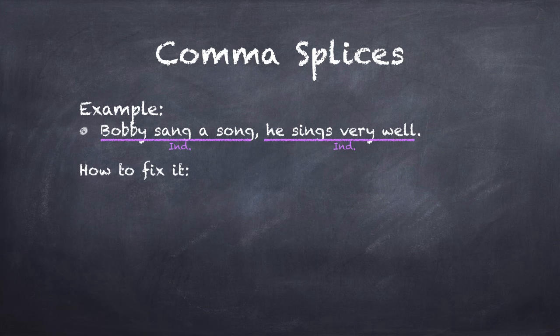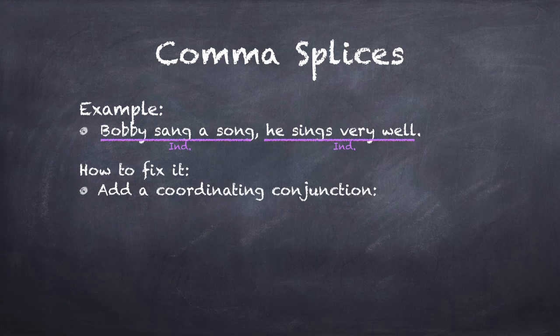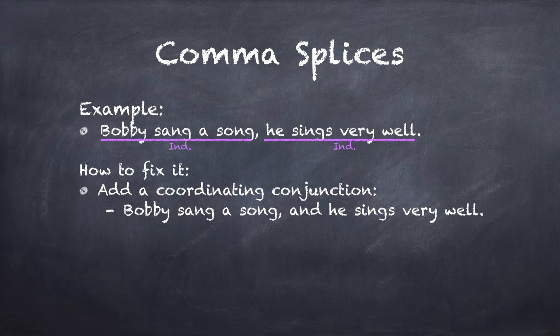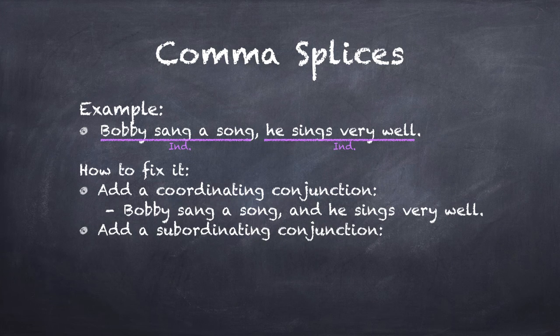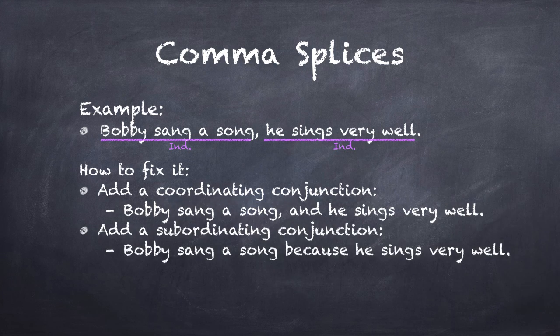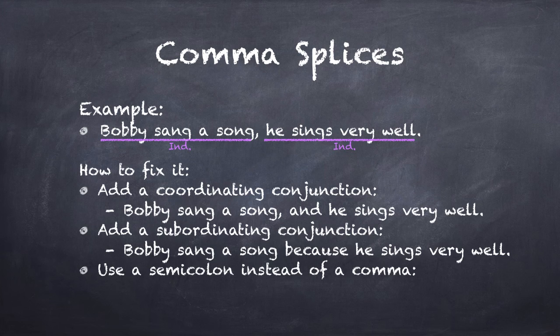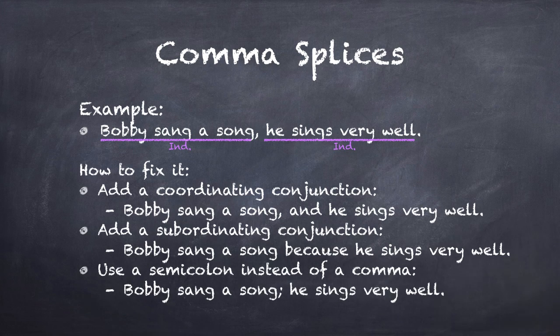How do we fix this problem? We could add a coordinating conjunction and write: Bobby sang a song, and he sings very well. We could add a subordinator and have: Bobby sang a song because he sings very well. Or we can use a semicolon instead of a comma and write: Bobby sang a song; he sings very well.